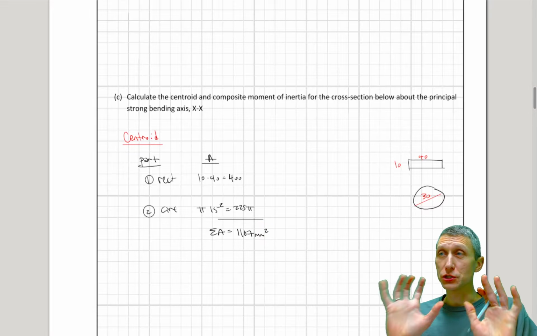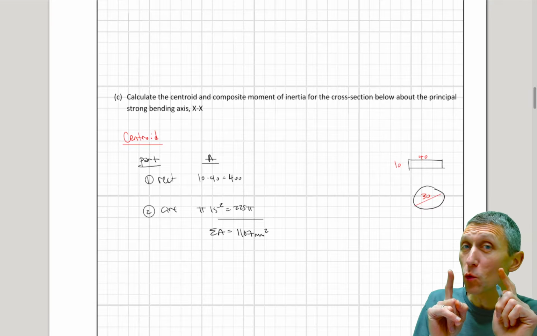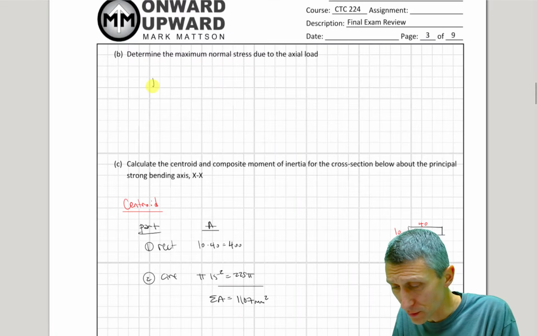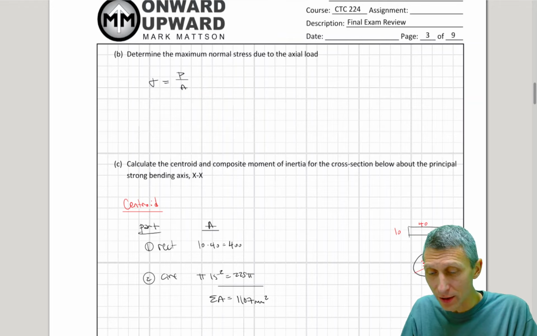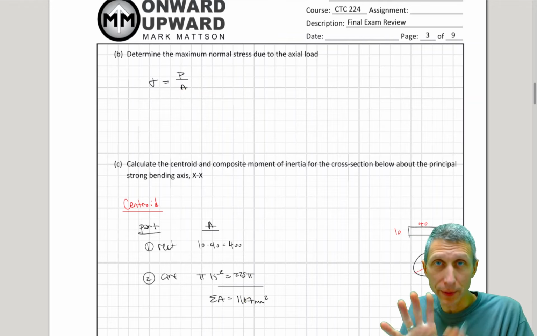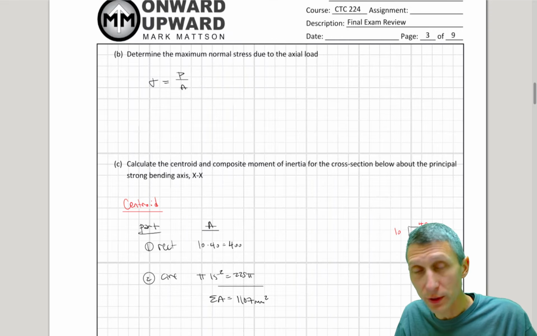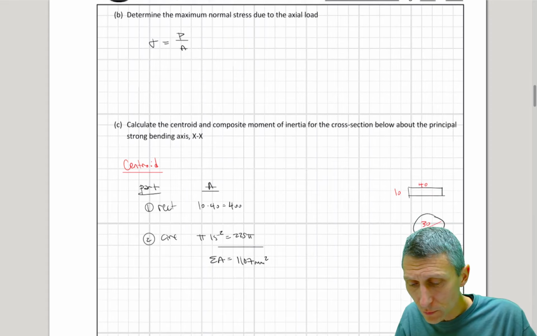Now I'm going to pause for just a second here because this is what I wanted to do. I wanted to find my maximum normal stress. If you remember, stress equals force over area, right? This area is what we're going to use up here. But I'm going to keep going and finish the centroid. I just wanted to show you that's the area of the whole cross section that we're going to use.